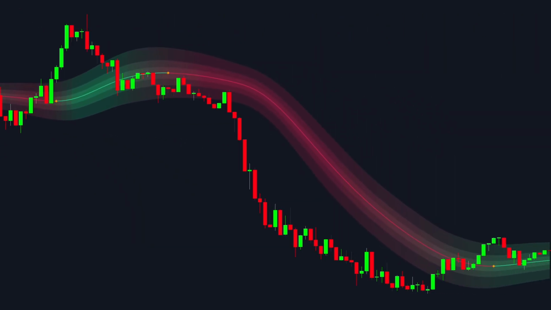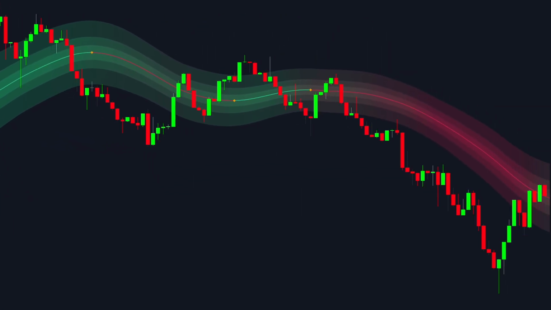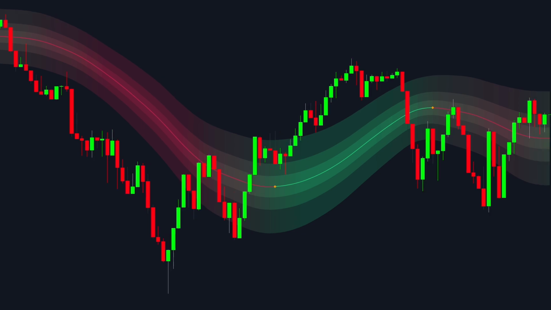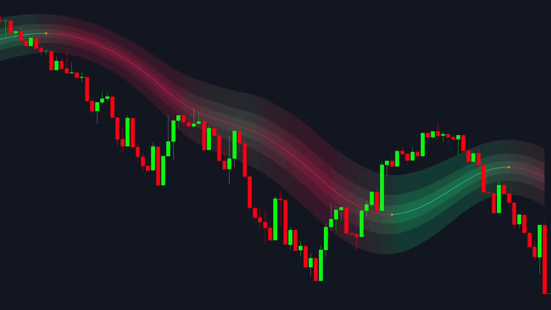If we're in an uptrend, I wait for the cloud to start turning red. This is my early warning that momentum is dying. If we're in a downtrend, I wait for the cloud to turn green. This is the first sign that a reversal might be coming, but we're not entering yet.